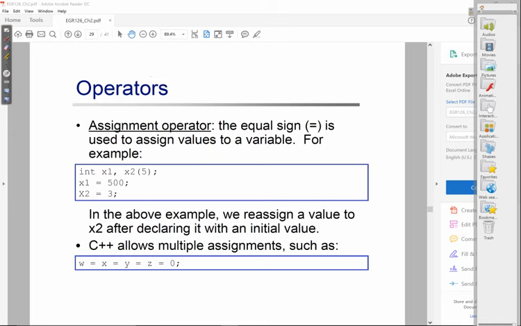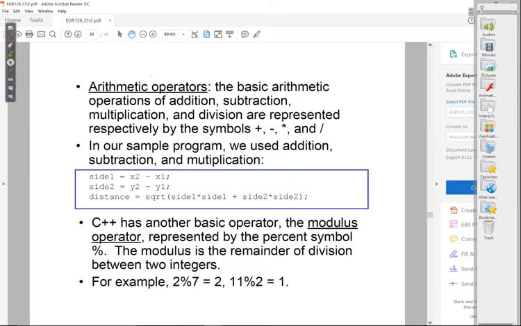Now, how about when you start doing arithmetic, right? The symbols that you have available to you are, as you would expect, addition, subtraction, multiplication, and division, which are the plus symbol, the minus symbol, the asterisk for multiplication, and the slash for division. Then there is one more operator in C++ that's very important. It's what we call the modulus operator, and it's the percent symbol.